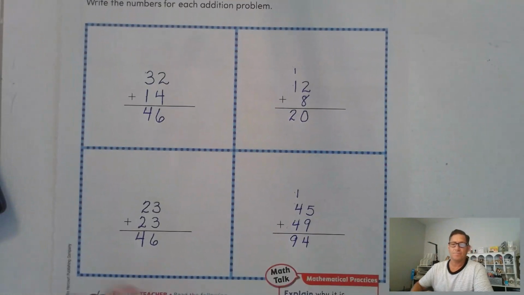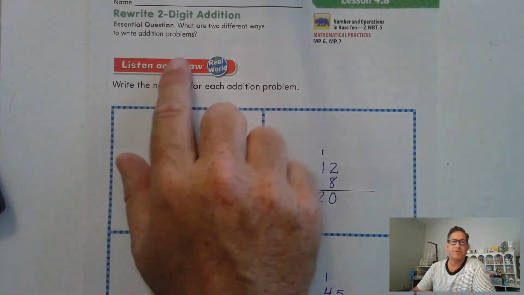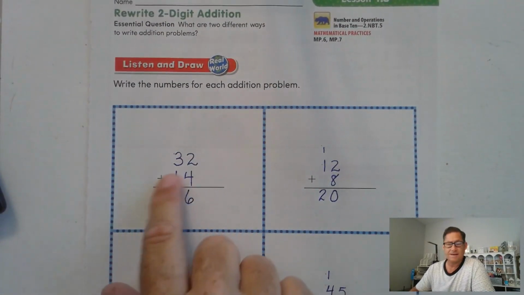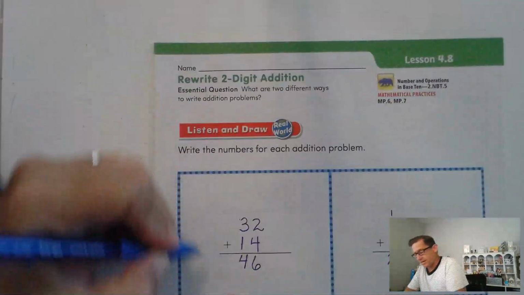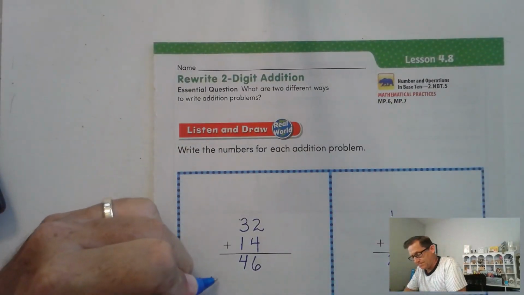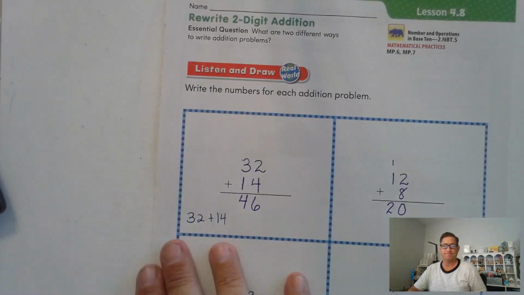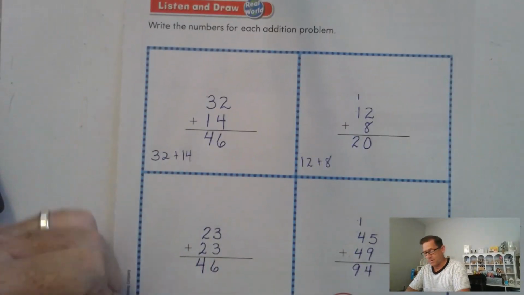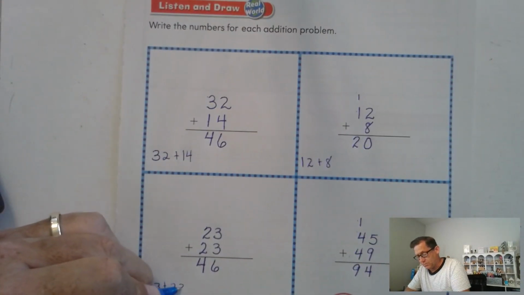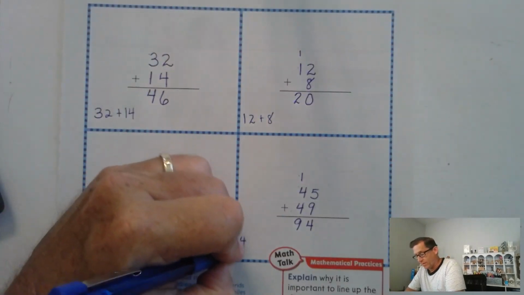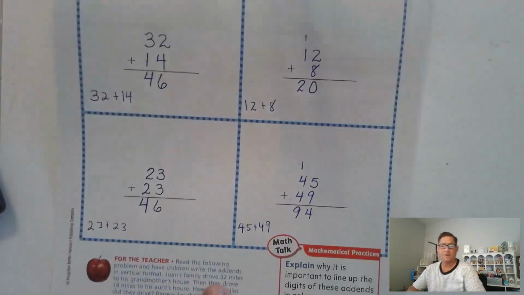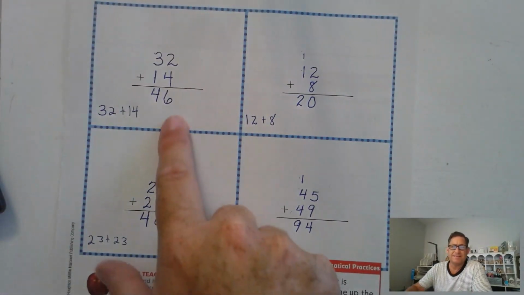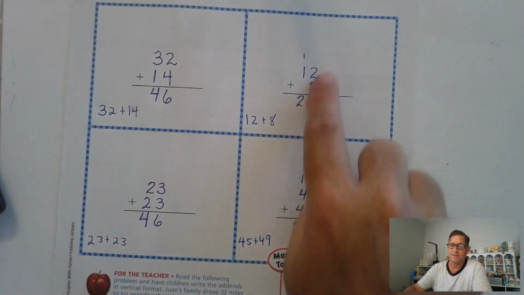Okay. Now, you might say, remember, our essential question was, what are two different ways to write addition problems? So this is how we really want to kind of solve the problems. But I could write the addition problem like that, right? Or 12 plus 8, or 23 plus 23, or 45 plus 49. Okay, this would be horizontal. And I could still solve it that way, but it is easier to solve it when they're vertically aligned.